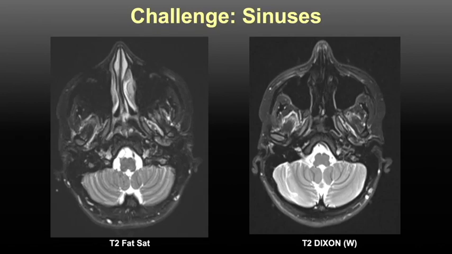On the left, you have a T2 FATSAT image using that CISS technique. On the right, you have a Dixon water image. So on the left, you can see that we lose a lot of signal because of local field inhomogeneities and susceptibility in the region of the maxillary sinuses. Whereas on the right, you can see the retroantral fat, for example, much better on this Dixon technique.